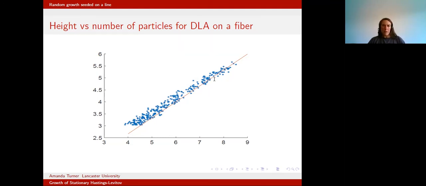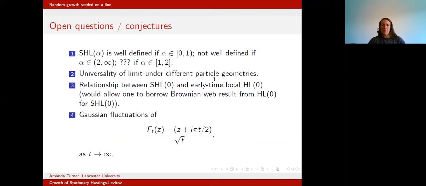Okay, so I think I'm just about out of time, so I'll just finish with a few open questions and conjectures. So what we've constructed in our model is the stationary Hastings-Levitov zero, where at every point we're attaching a particle whose pre-image is a slit of length 1. But what we could do is correct for the local distortions by scaling by the derivative at that point raised to some power of alpha, and that gives us a stationary version of Hastings-Levitov with some parameter alpha. And again, the question is, is this model well defined?